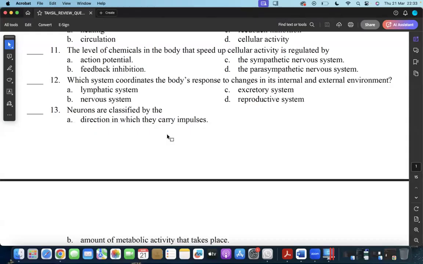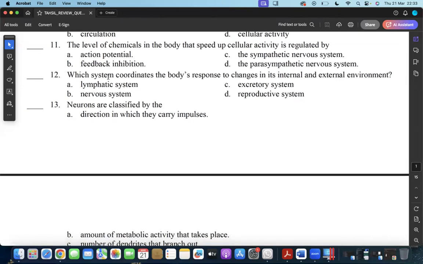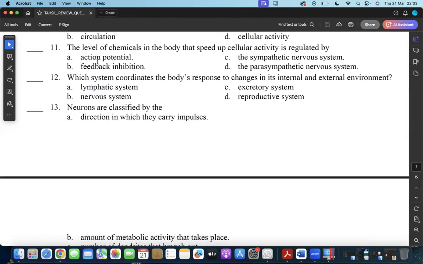Okay, now we're going to move on to the next question. This is question number 11. The question is saying the level of chemicals in the body that speed up cellular activity is regulated by what? So the question is asking about the level of the chemicals in the body which is used to speed up cellular activity, meaning the enzymatic reaction or some other reaction related with chemicals in the body.